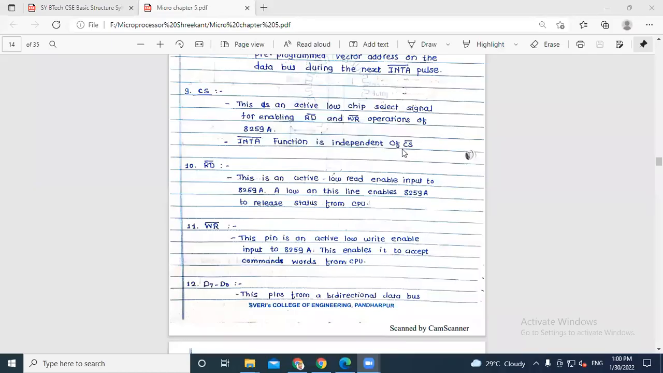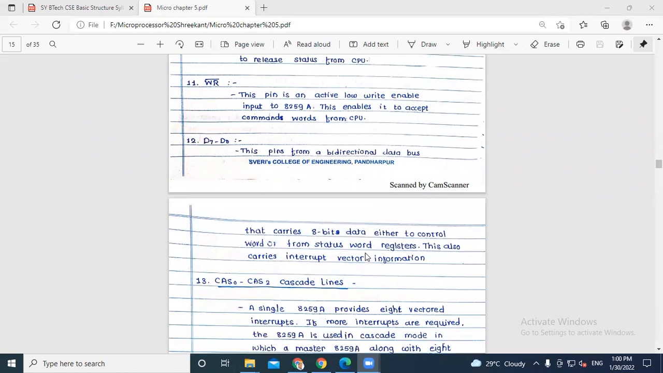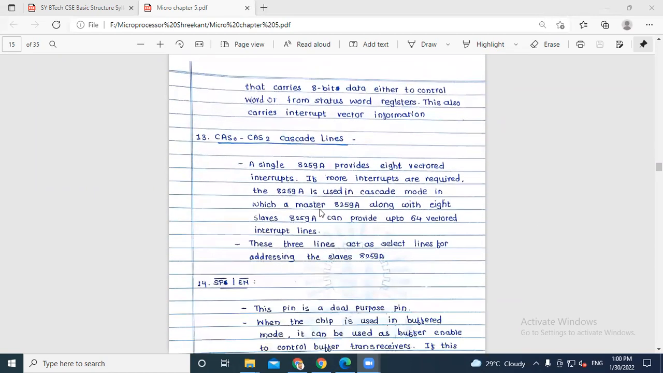We'll start. So the RD is nothing but what? It is an active low read enable input to the 8259. That is used for read purposes. WR is used for write purposes, and D0 to D7 are used for 8-bit data, either to the control word or from the status word register. This also carries interrupt vector information. Then the cascade lines, CAS0 to CAS2, are useful for buffering.